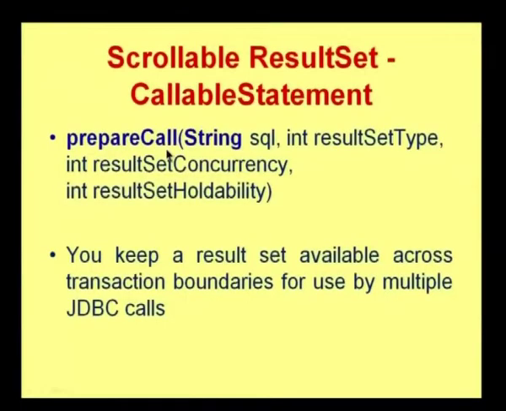So, here we can have a method called prepareCall. In the prepareCall method we normally give the SQL, then the result set type, result set concurrency, and the holdability. This holdability gives our transaction details. You can keep a result set available across transaction boundaries for use by multiple JDBC calls. It means that multiple JDBC calls from multiple users can be made on one particular result set's data.